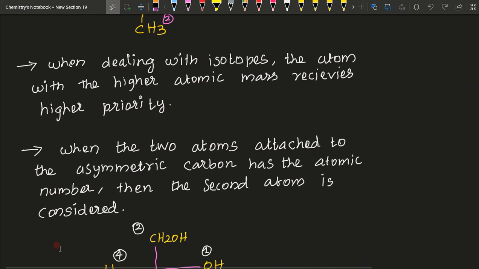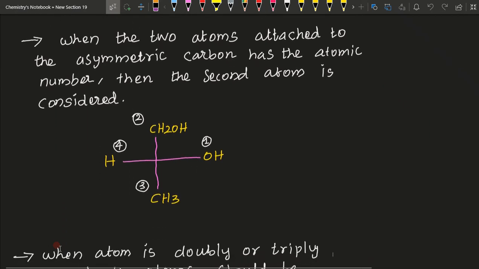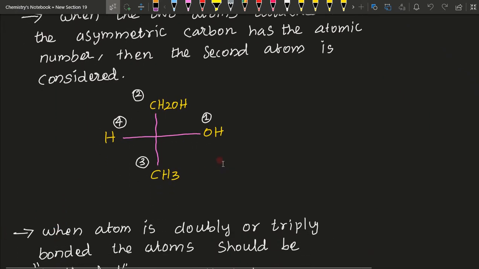Next, when two atoms attached to the asymmetric carbon, meaning chiral carbon, are the same, please remember this: if they have the same atomic number, then the second atom is considered. See the diagram below. Here alcohol is the highest priority, then CH2OH, then methyl group, then hydrogen.